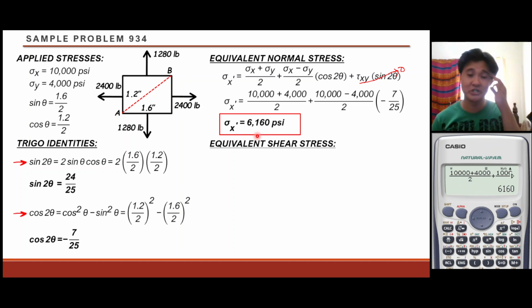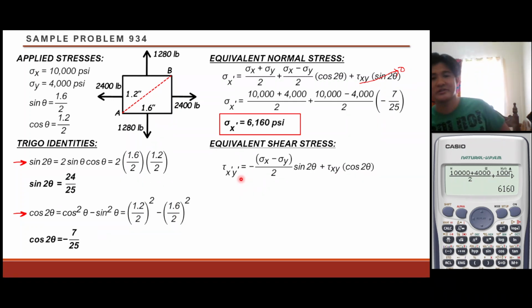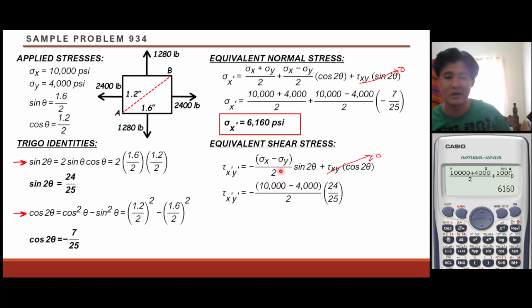So, kunin natin yung equivalent shear stress sa ating diagonal plane AB. We have the equation, shear stress is equal to negative stress x minus stress y all over 2 times sine 2 theta plus shear xy times cosine 2 theta. Again, yung shear xy natin ay 0. Wala naman tayong nakalagay na shear dito sa ating stress element, so mag-zero out lang to. Ito lang kailangan natin i-consider, itong left side natin, first term natin. So we have negative 10k minus 4k all over 2 times yung sine 2 theta natin na 24 over 25. So shear stress is equal to negative 2,880 psi.